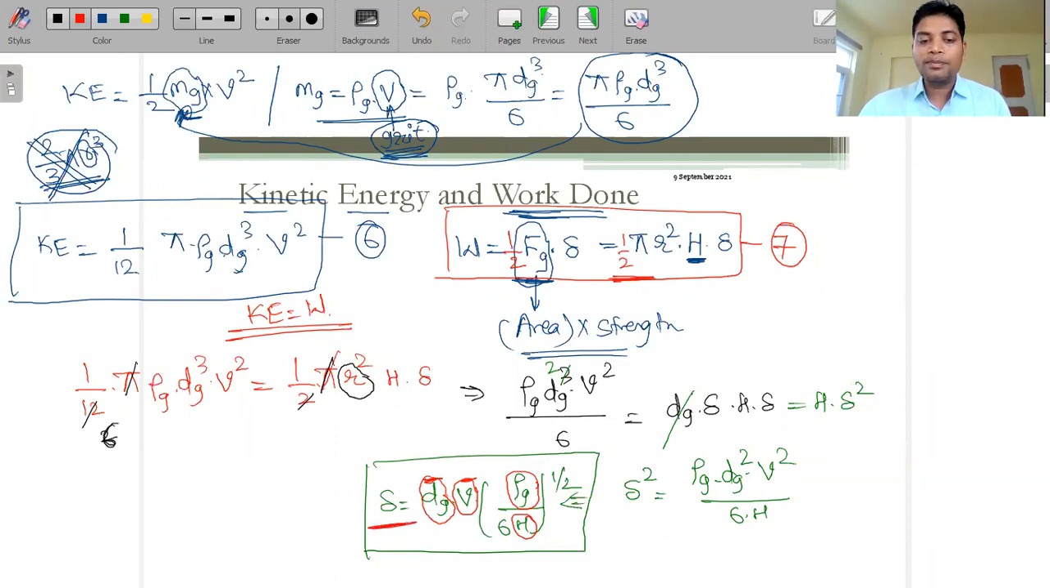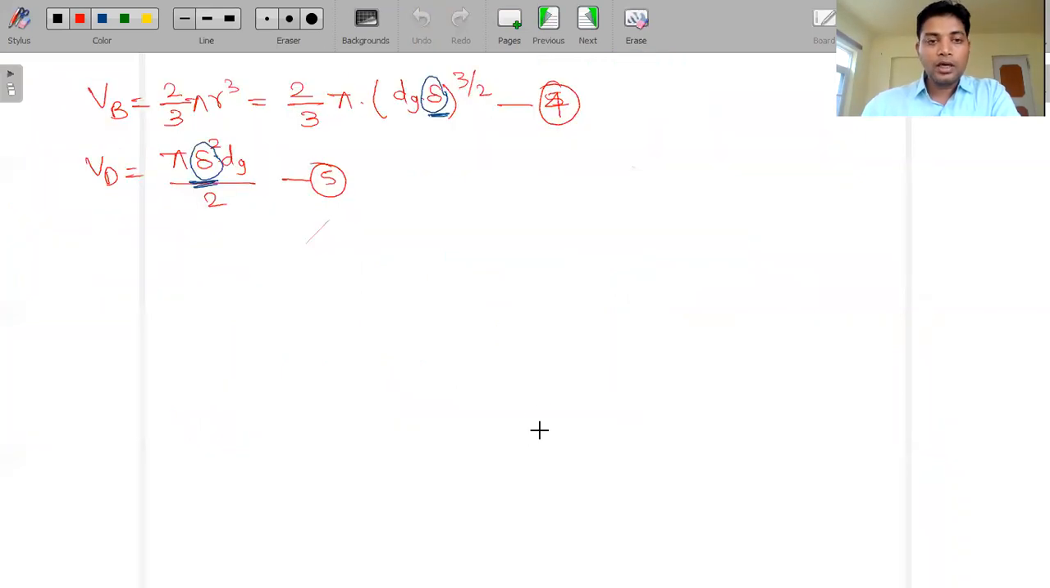So again, the strength of the abrasive particle is also an abrasive particle property or grit property. Now you can replace this delta value with respect to this formula into the volume that we have calculated.